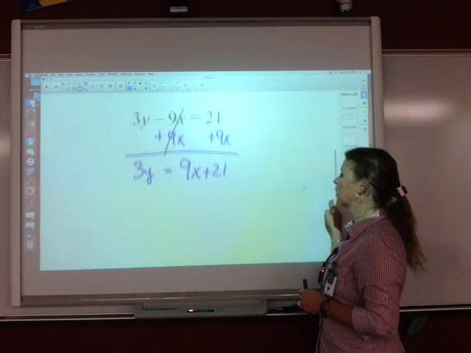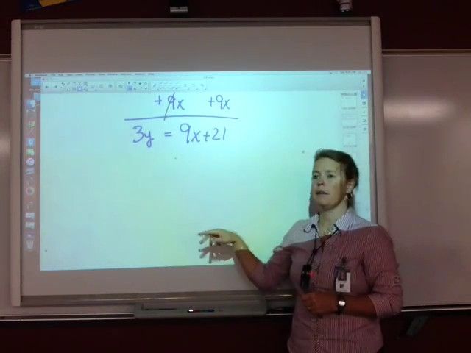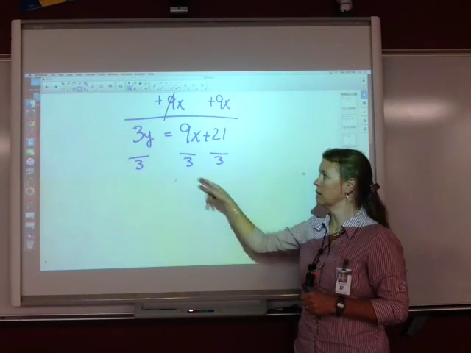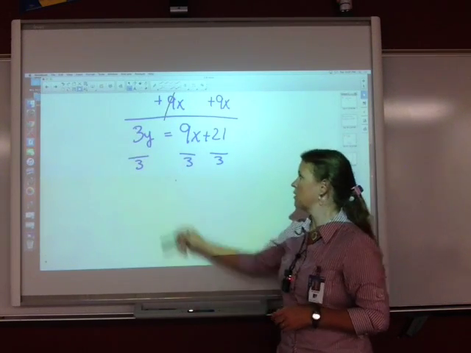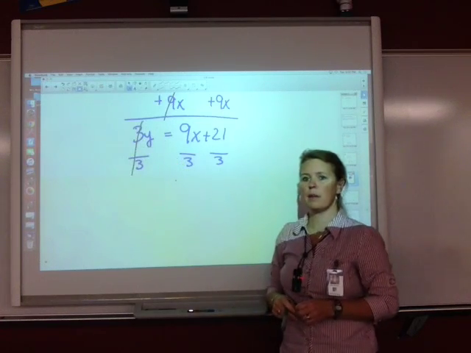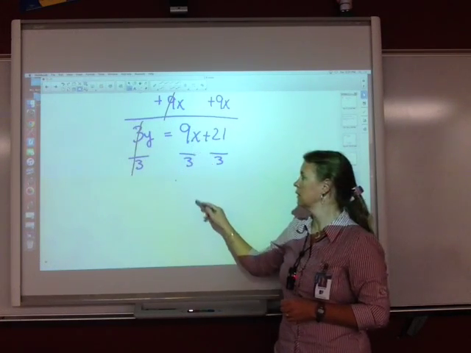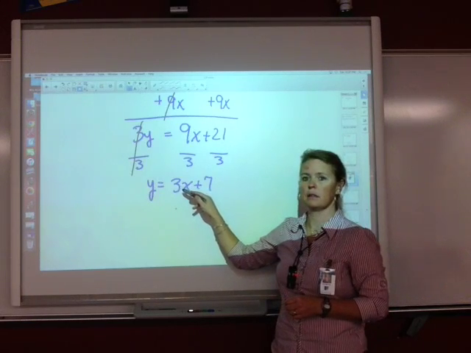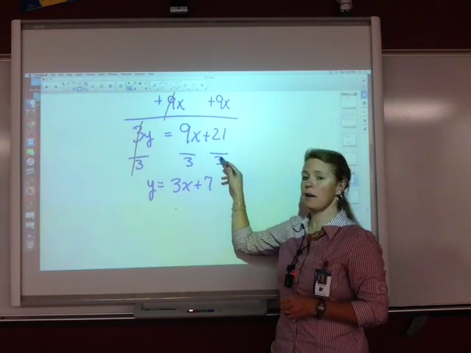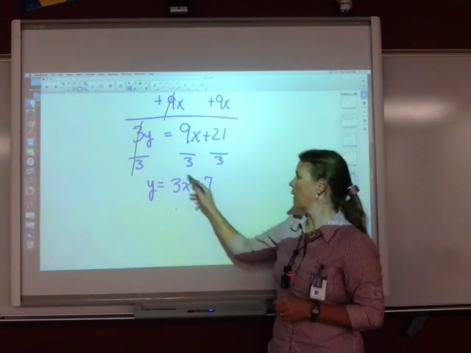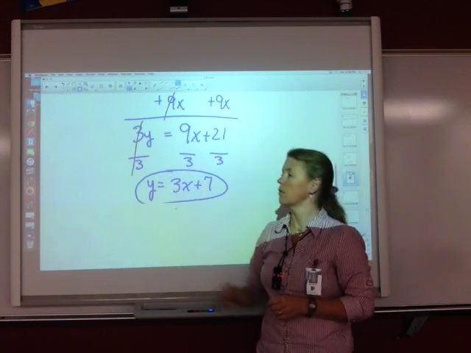When you have something multiplied by 3, you need to divide by 3. Dividing by 3 is an inverse operation and will cancel. 3 divided by 3. 9x divided by 3 is 3x. 21 divided by 3 is 7. Final answer, y equals 3x plus 7.